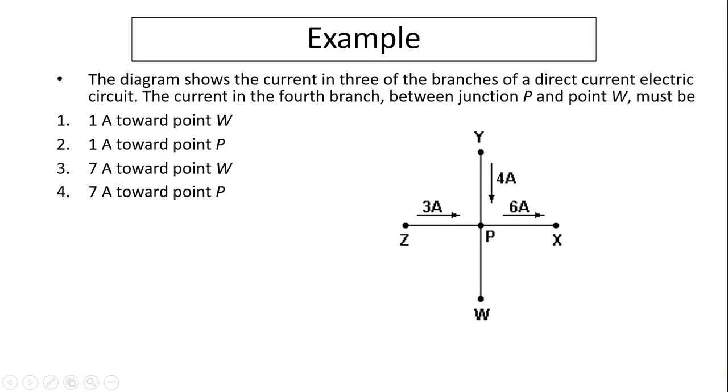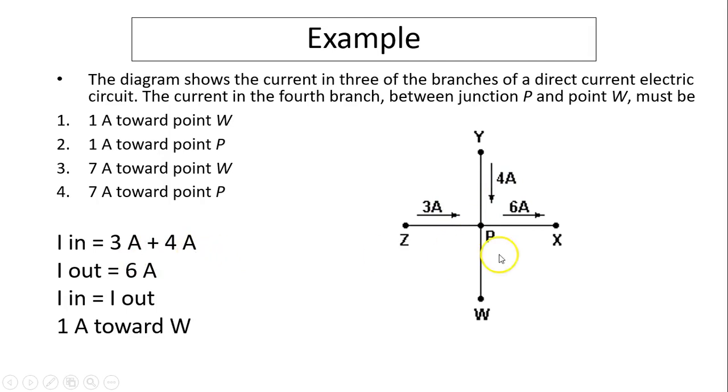Let's do an example. The diagram shows the current in 3 of the branches of a direct current electric circuit. The current in the 4th branch between P and W must be what? Let's see. Here is the junction. The junction is P. What comes into the junction is 3 and 4, so total coming in is 7. Total going out is 6. We said in has to be equal to out. So the current in the 4th branch, P and W, has to be 1 amp going toward W.